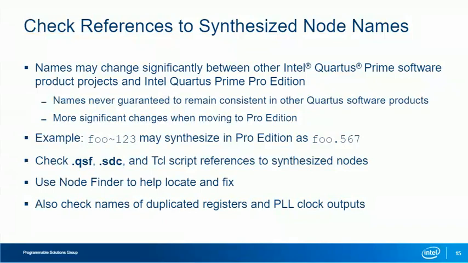The Quartus Node Finder is a useful tool for locating synthesized nodes and checking to see if their names have changed when synthesizing in the Pro Edition software. In the same vein, make sure to also check the names of any duplicated registers in your design and the clock outputs of any PLLs. These are common locations for name changes in the post-synthesis netlist.